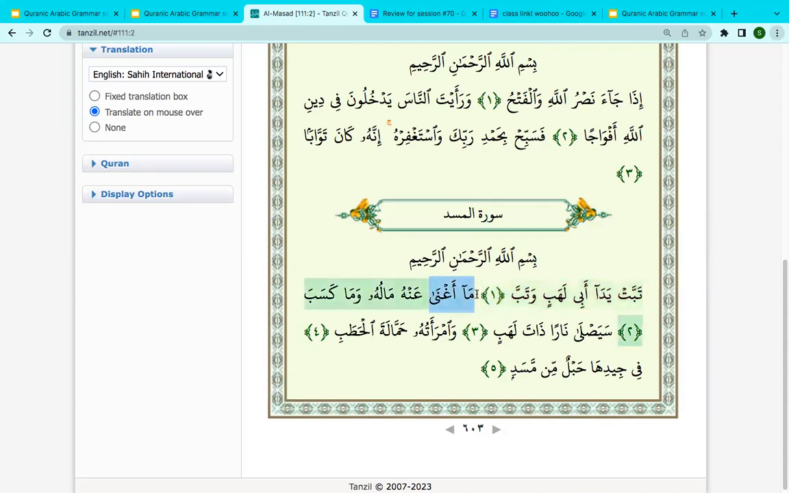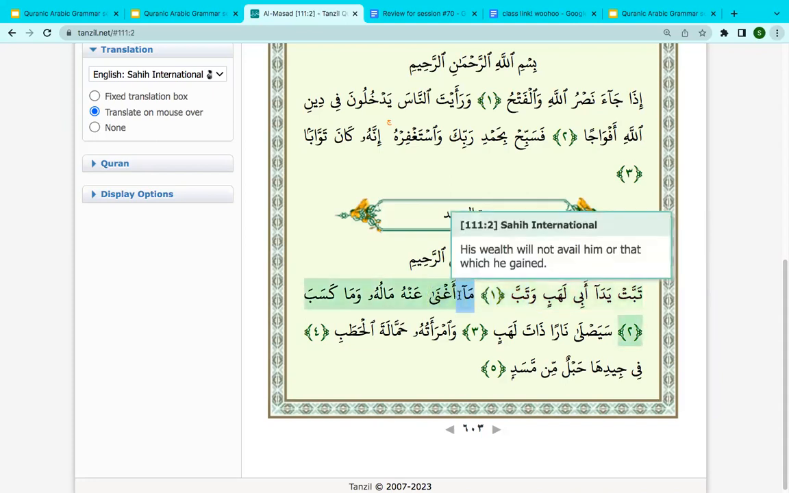Ma aghna. When I taught you about ma, what kind of negation is it? Is it a regular negation or a very emphatic negation? Very well done. It's a very strong negation. And at the same time, you are also refuting what people think about their wealth and their children. What do they think? They think that their wealth will avail them. It will be of benefit to them, right? So Allah subhanahu wa ta'ala is correcting the wrong concept of a human being. His wealth will not avail him.